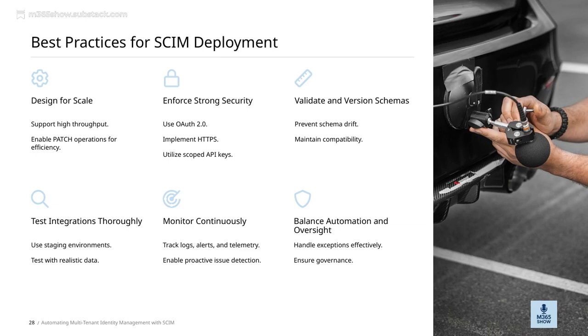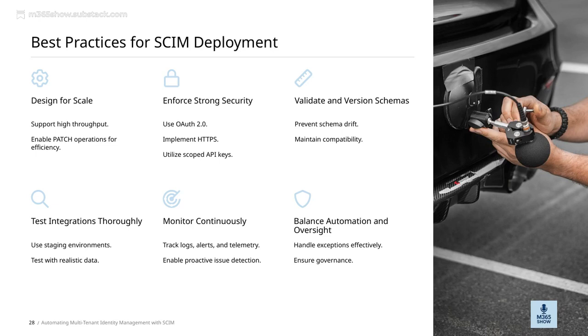throughout the deployment. Balancing automation and oversight is another important aspect. While automation helps streamline identity management, regular oversight through tracking logs, alerts, and telemetry is vital. This proactive approach enables us to detect potential issues early before they escalate. Monitoring should be continuous. Never let your guard down.